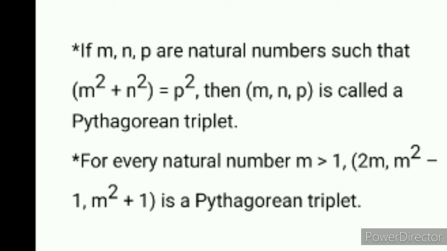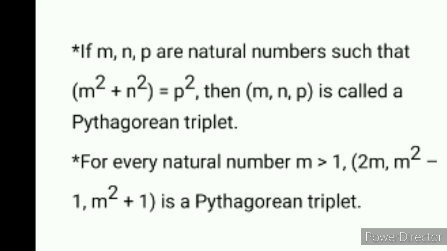Next point, if m, n, p are natural numbers such that m square plus n square equal to p square, then m, n, p is called a Pythagorean triplet. I will explain with one example. How to find that Pythagorean triplet? The last point, that is 2m, m square minus 1, m square plus 1. These are the 3 terms to find the Pythagorean triplet.